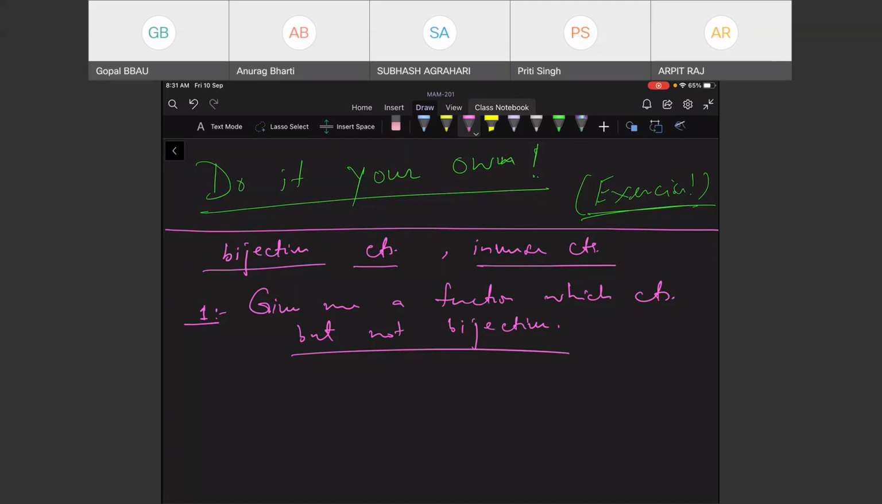Why are you thinking so much? Say yes or no. Sir, f(x) from R to R... where f(x) equals x square. f from R to R, okay, f(x) equal to x square, yeah, this is continuous. Why is this not bijective?